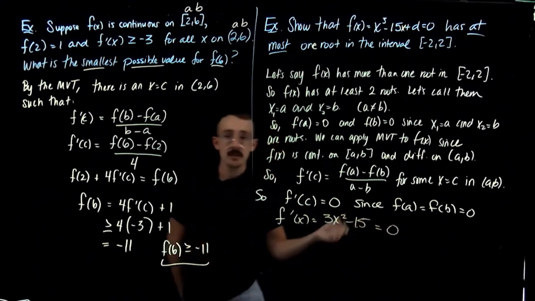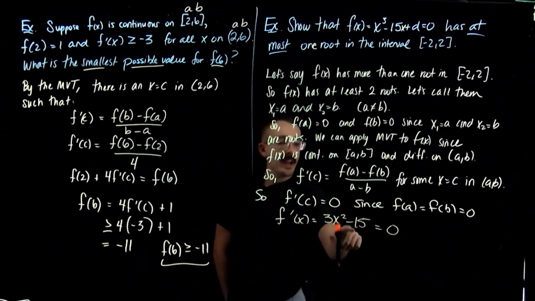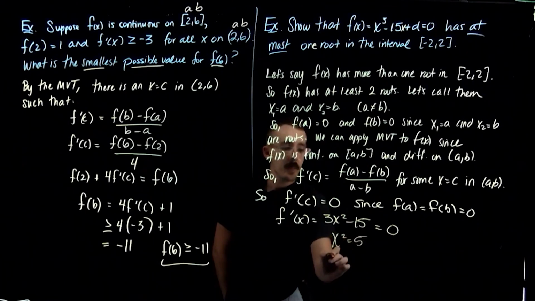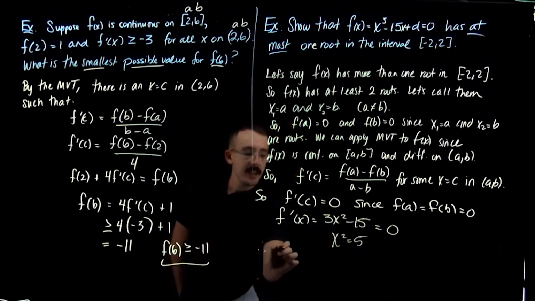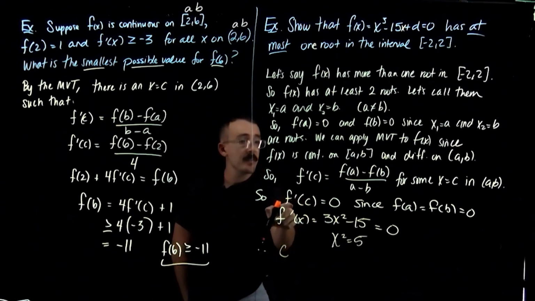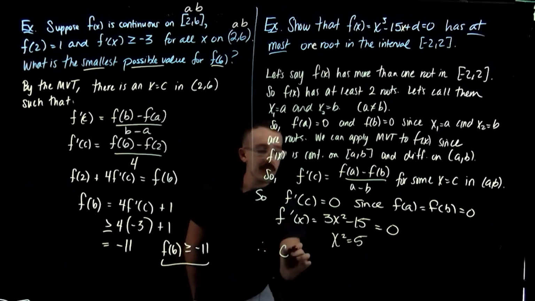So the original function, if I take the derivative, it's 3x squared minus 15. This is supposed to be 0 somewhere. So if I add 15 and I divide by 3, I get x squared equals 5. So this means that this c that I would have by the mean value theorem is going to be equal to plus or minus the square root of 5.